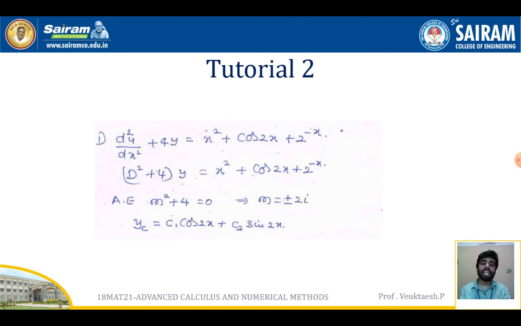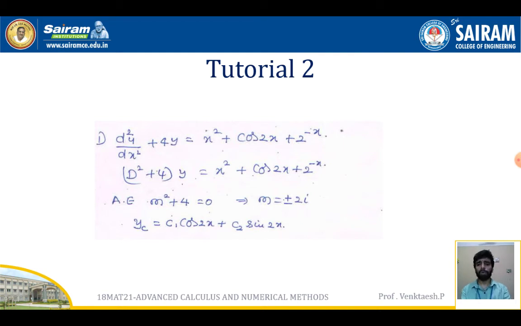The problem is like this: d square y by dx square plus 4y is equal to x square plus cos 2x plus 2 power minus x. Here we can observe in the RHS part, it contains a combination of all the types. The first one is a polynomial, the second one is trigonometric, and the third one can be converted in terms of exponential. So now we'll solve one by one.